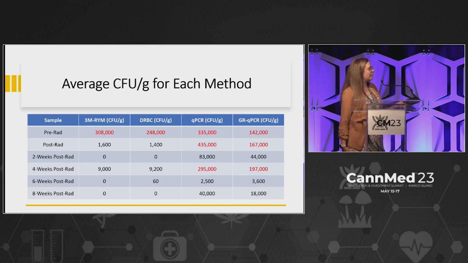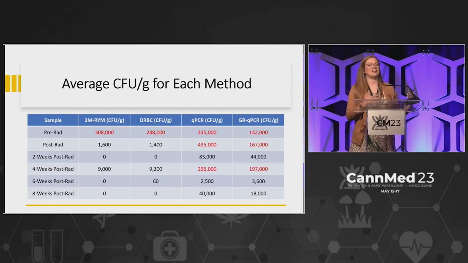The post-rad, however, you can see when we ran qPCR on it, we got 435,000, but then when we plated it, we only saw 1,600 and 1,400. And this is without that enrichment step. So no enrichment step, these are the numbers that we were seeing. So drastically lower numbers across the board. The theory of the reason why you get higher results with qPCR is because you're not destroying the DNA, but it's dead. That seemed to make sense.